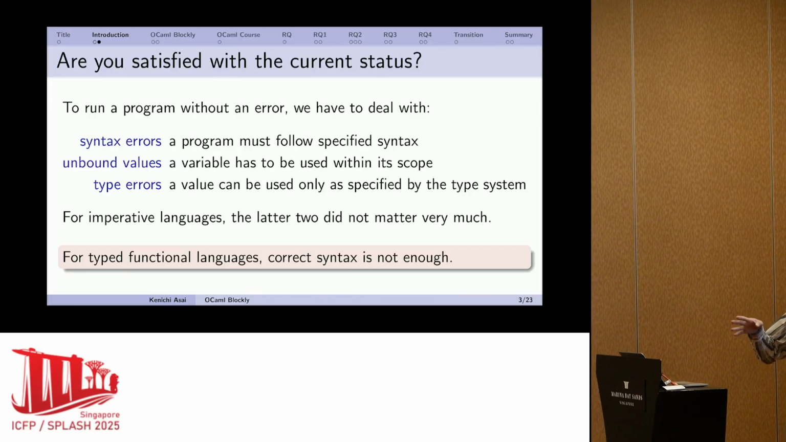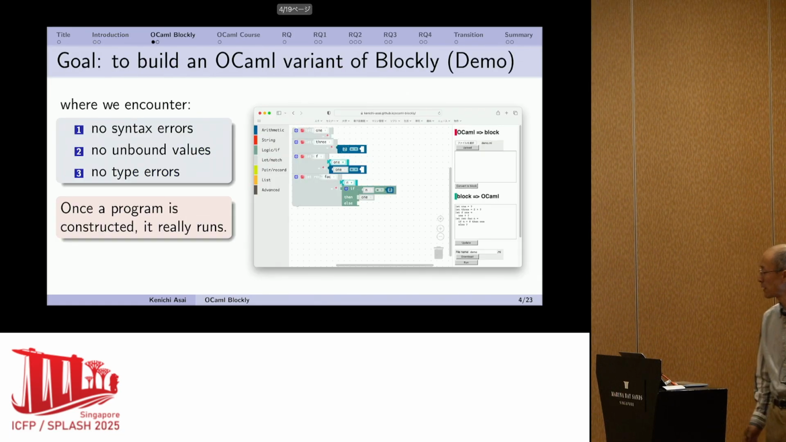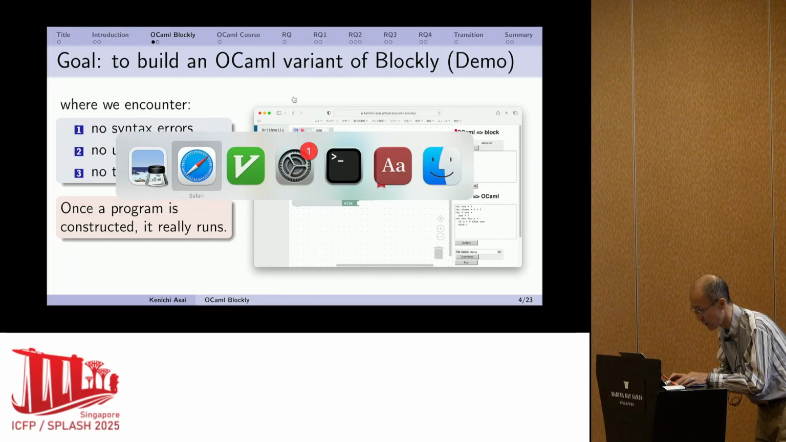Any decent language requires us to avoid syntax errors, but we also have to avoid unbound values. So it's lexical errors and also type errors. And for typed functional languages, correct syntax is not enough. So what I want to do is to build an OCaml variant of Blockly, where we encounter no syntax errors, no unbound value errors, and no type errors. So once a program is constructed, it really runs. And so let's see how it looks.